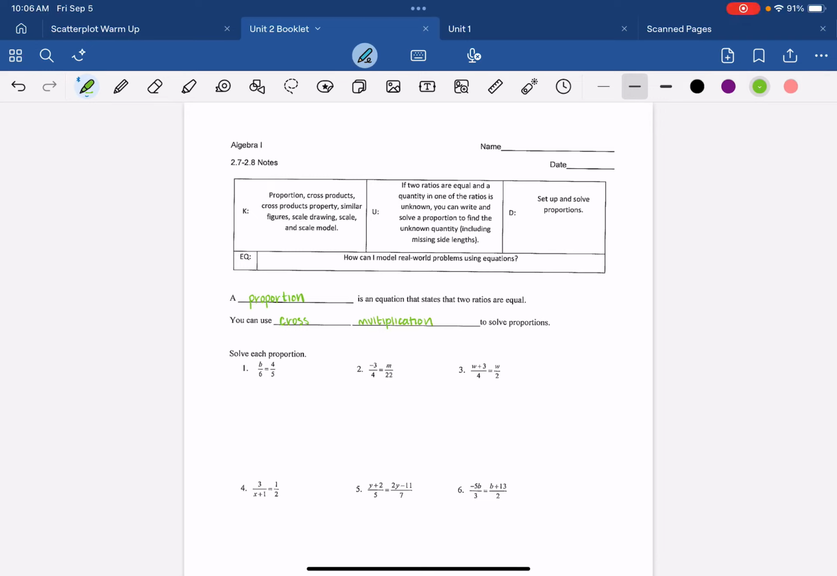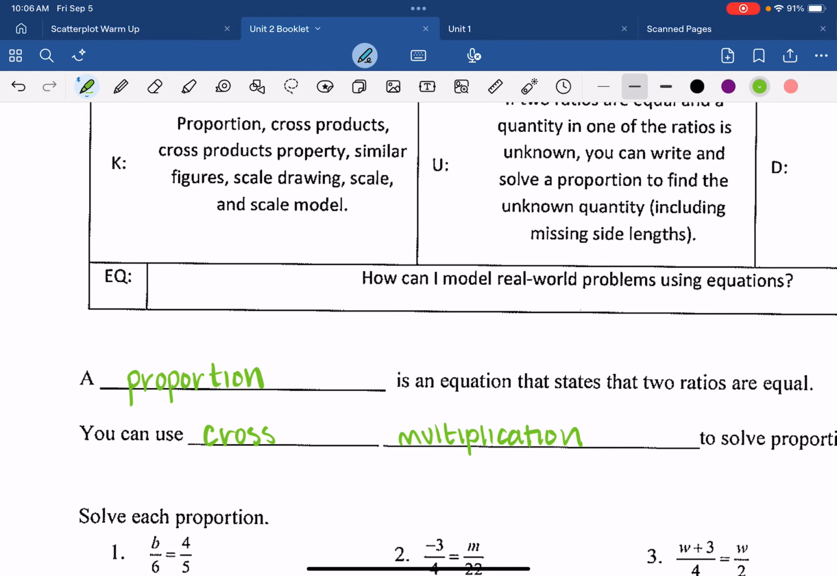Okay, so 2.7 to 2.8, we're still solving for variables. However, we're going to be focusing today on how we solve for a variable when we're given a proportion. So let's just get those vocabularies down before we move on.